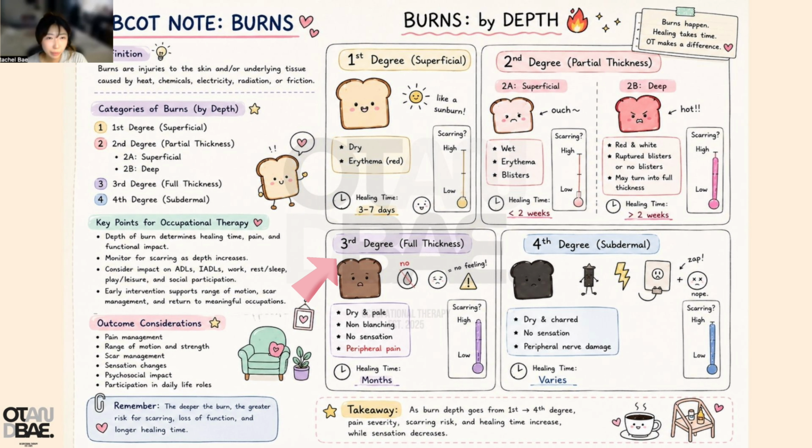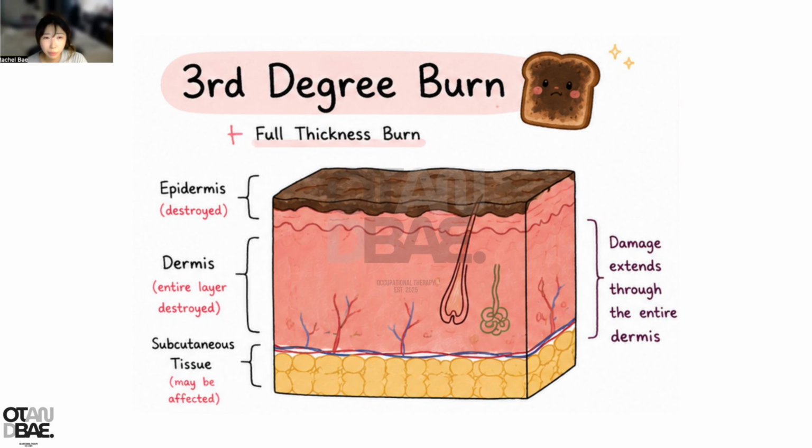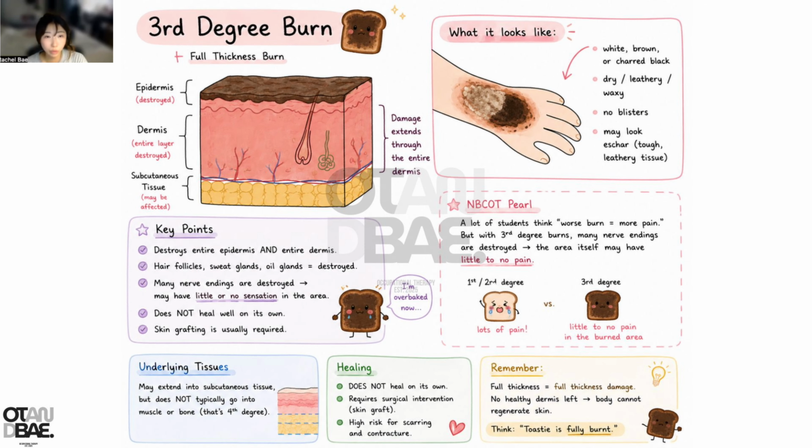Okay, so third degree burns are also called full thickness burns, and this means the burn has destroyed both the epidermis and the entire dermis. At this point, there isn't enough healthy skin left to regenerate normally. So let's think about what we've lost. Hair follicles, gone. Sweat glands, gone. Oil glands, gone. Most importantly, many of the nerve endings have also been destroyed here.